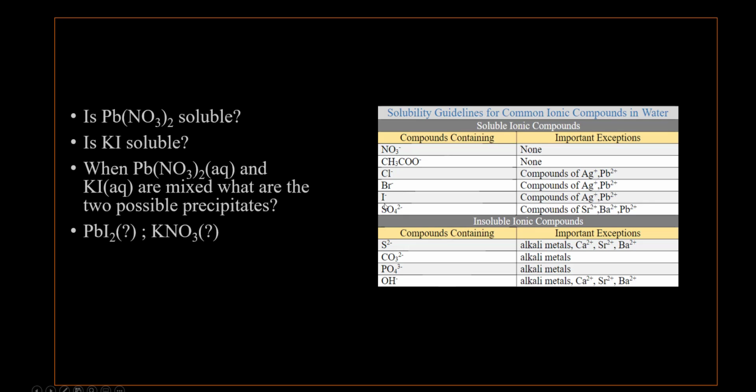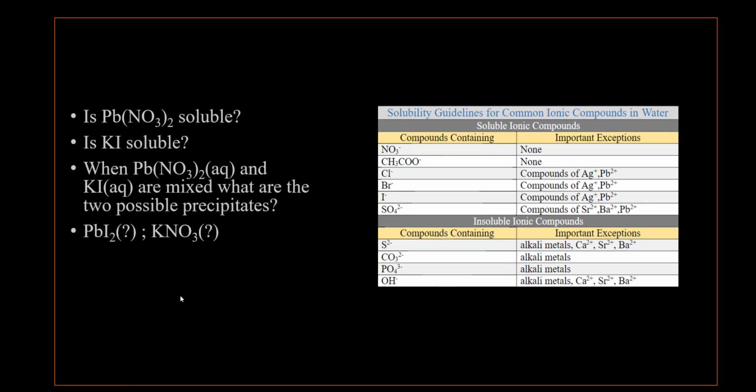Let's see. Iodide is here. It shows it to be mostly soluble. However, lead is an exception. So I think we're going to find something. Lead iodide will precipitate, and therefore it's a precipitation reaction. How about the potassium nitrate? Now the nitrate won't do anything. We're going to call the potassium and the nitrate spectator ions, because they don't join up to form any kind of precipitate. So it looks like this will form a reaction. Let's write the equation down.